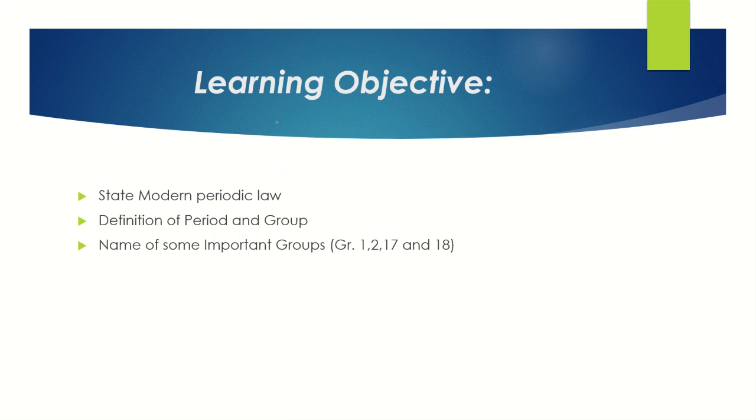There are three learning objectives for this topic. The first one is we need to understand modern periodic law. After that, we'll discuss the definition of period and group that are found in the periodic table. And then we'll also look at some of the important groups. They are group number 1, 2, 17, and 18.